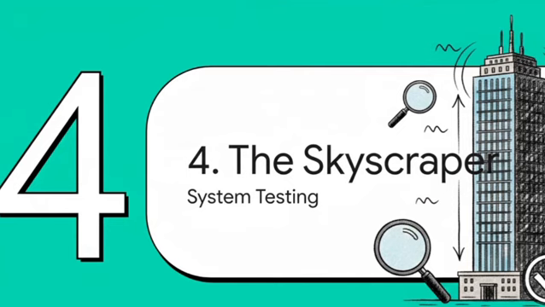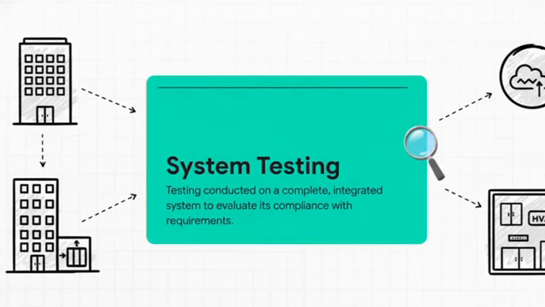Okay, our skyscraper is built. All the floors are in, the walls are up, the roof is on. But before we even think about handing over the keys, it's time for a major top-to-bottom inspection of the entire thing. This, my friends, is system testing. So at this stage, we're done looking at individual bricks or even floors. We are testing the whole, fully integrated software as one giant thing.